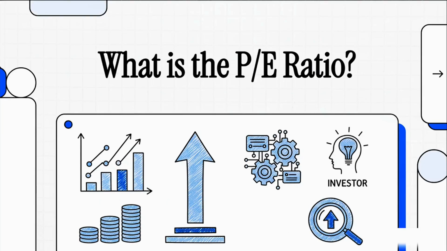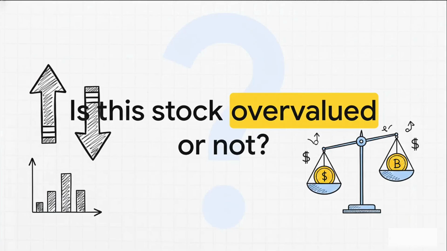Hey everyone, and welcome. Today we're going to tackle one of the most famous numbers in the investing world, the price to earnings ratio. We're going to break down what it is, how it works, and what it really means for you. So you're looking at a stock, right? And this is the question that's always in the back of your mind. You see that price jumping all over the place, and you just have to wonder, is this thing a bargain or is it way too expensive? How can you even tell?